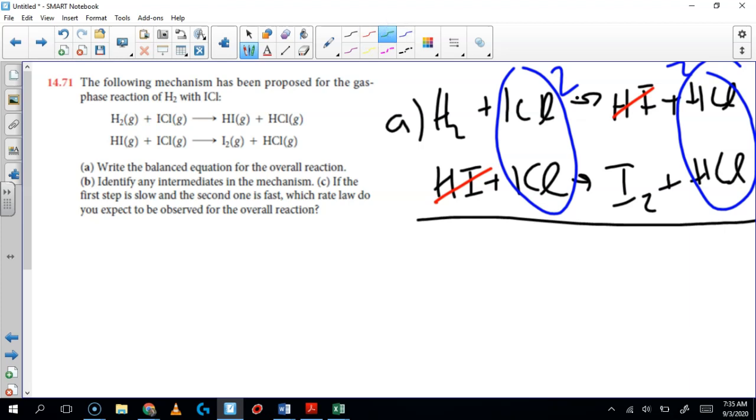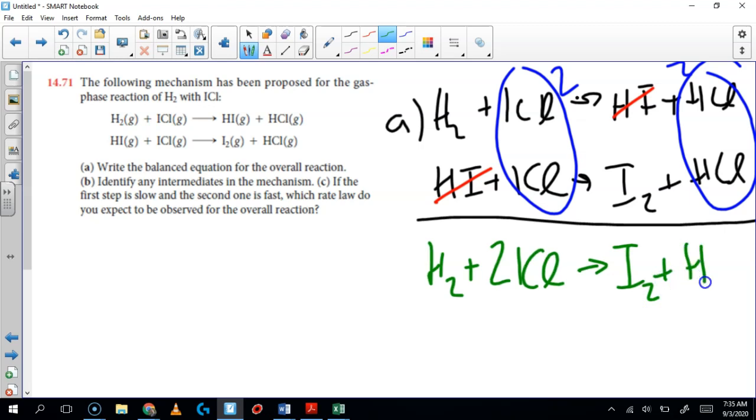H2 plus 2 ICl. Did I say ICI earlier? I meant ICl. Plus I2 plus 2 HCl. So this is the overall reaction. Okay, and it's balanced, everything works out.